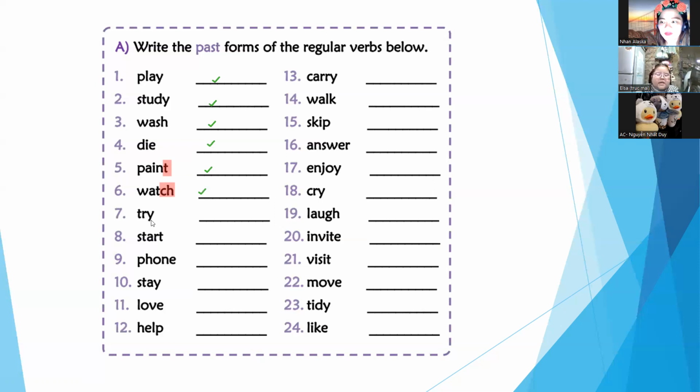Tried. The sound is d. Tried. Next. Oh, it ends in T. Started. Good. Next. Phoned. Next. Stayed. Good. Next. Loved. Good. Next. Helped. This one is t. Helped. I helped my father yesterday.